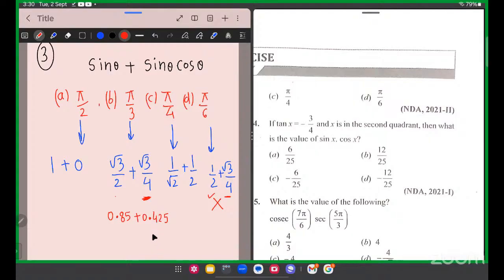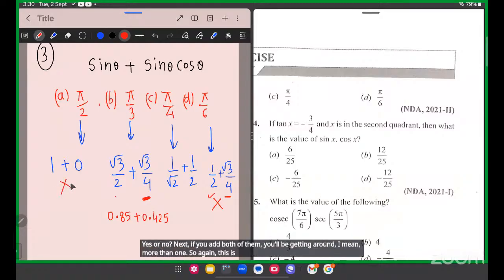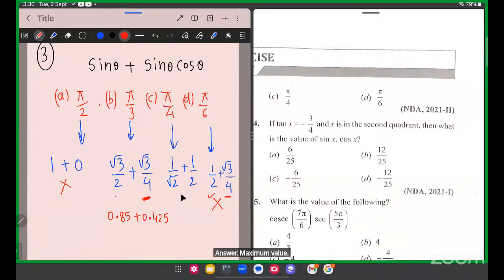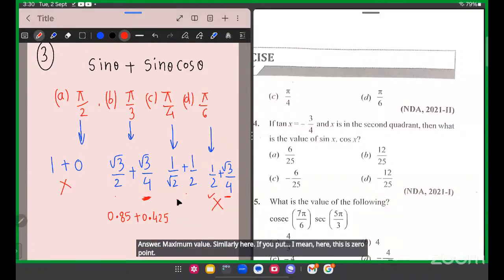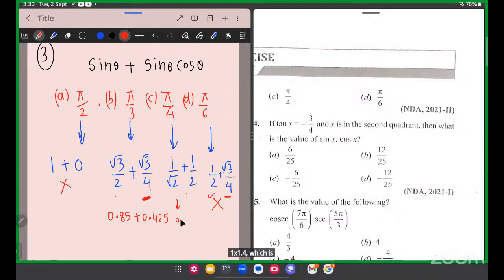Yes or no? Next, if you add both of them, you'll be getting more than 1. So again, this can't be your answer, the maximum value. Similarly here, this is 0.1 by 1.4, which is 0.7 approximately. Here 0.5. This is approximately 1.2, and this one is again 1.2.